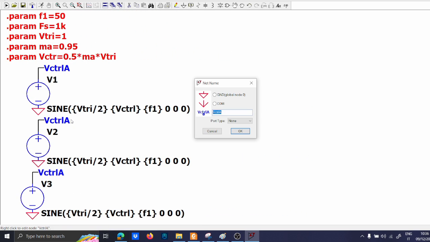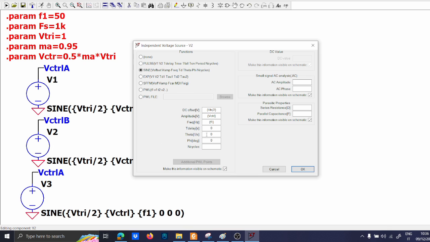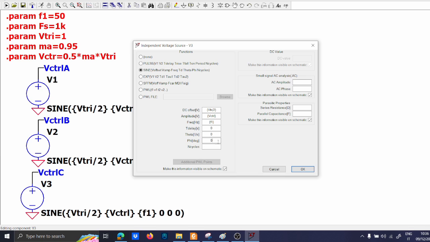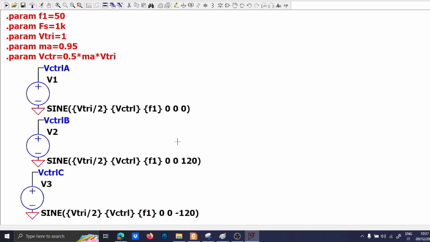Now, just put B here, and let us put a phase of 120, and V control C with a phase shift of minus 120, or 240, but minus 120 is better.